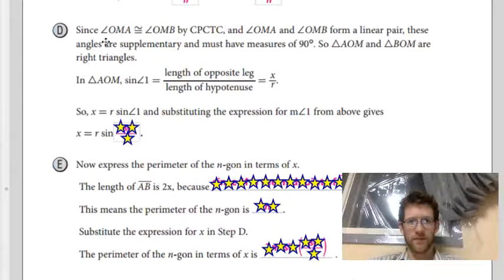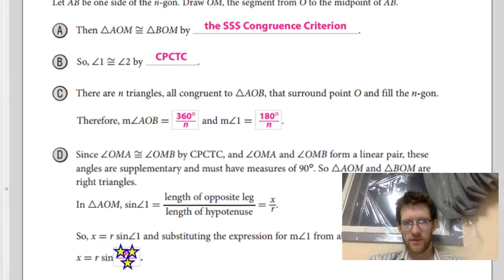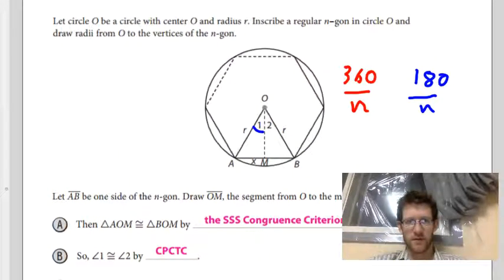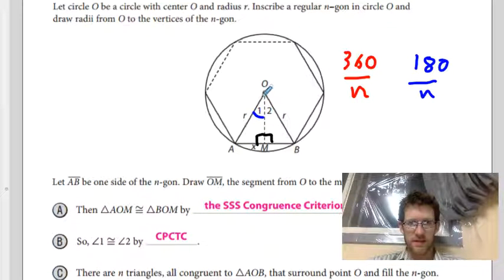Bear with me here for a second. Since this angle, OMA, is congruent to OMB, and OMA and OMB are a linear pair, that means they're 90 degrees, right? We kind of looked at this. So this is a 90-degree angle, this is a 90-degree angle. Since that's a right triangle, I'll draw one of these. Let's say we want to find x, right? We want to say x equals what?